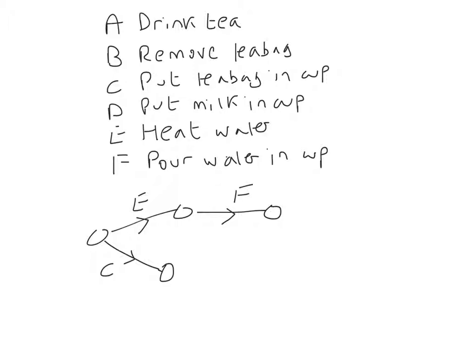Now, activity F requires both E and C to have been completed first. Activity F is pour the water in the cup. We can't do that until we've heated the water and the tea bag's in the cup. So to show this, we draw a dummy path here to show that F requires both E and C to have been completed.